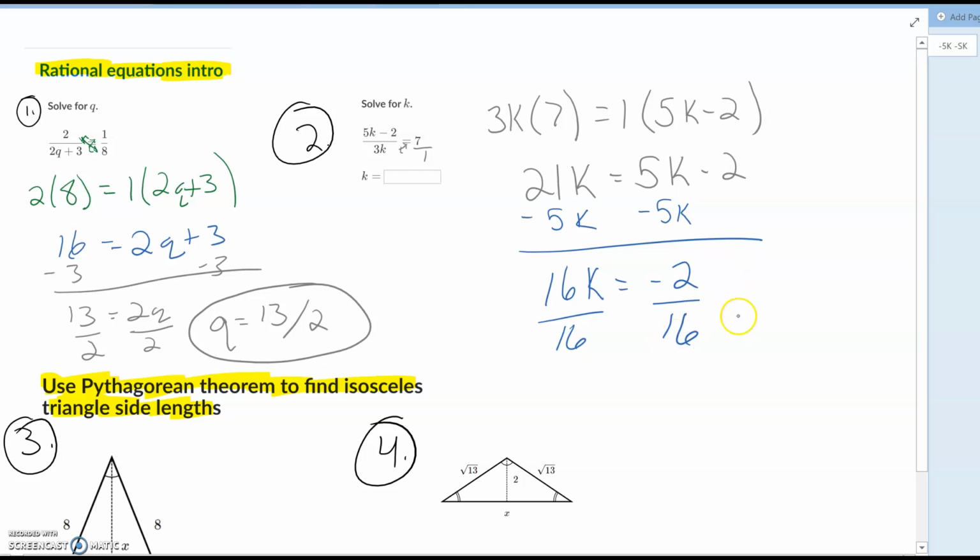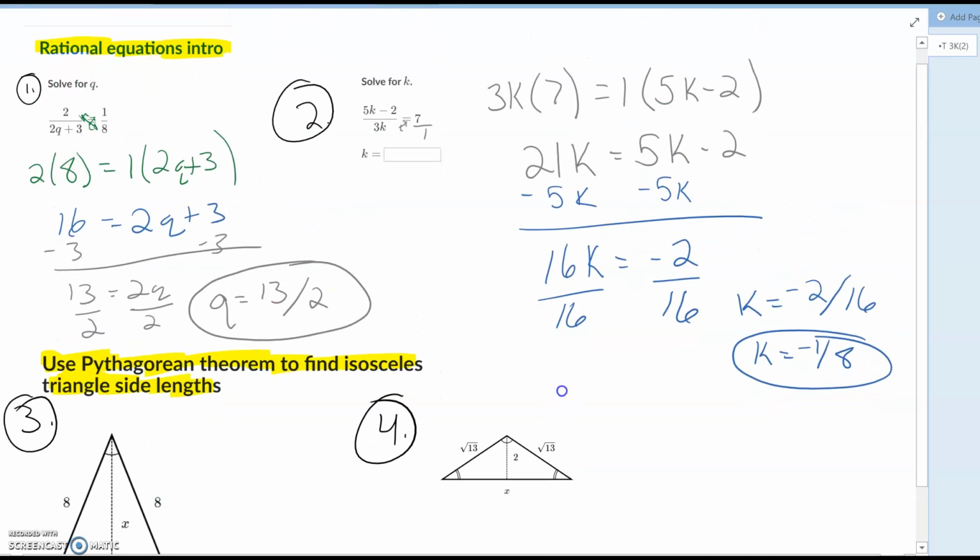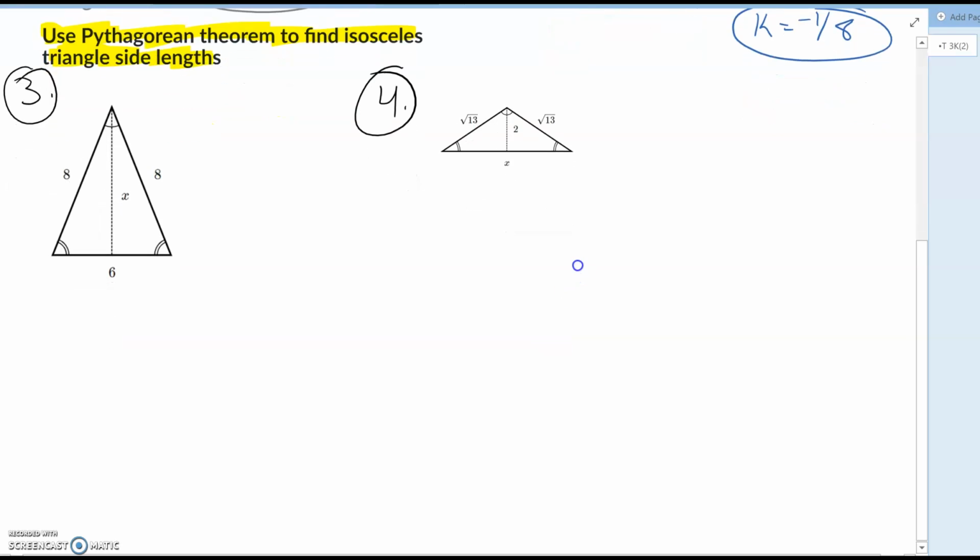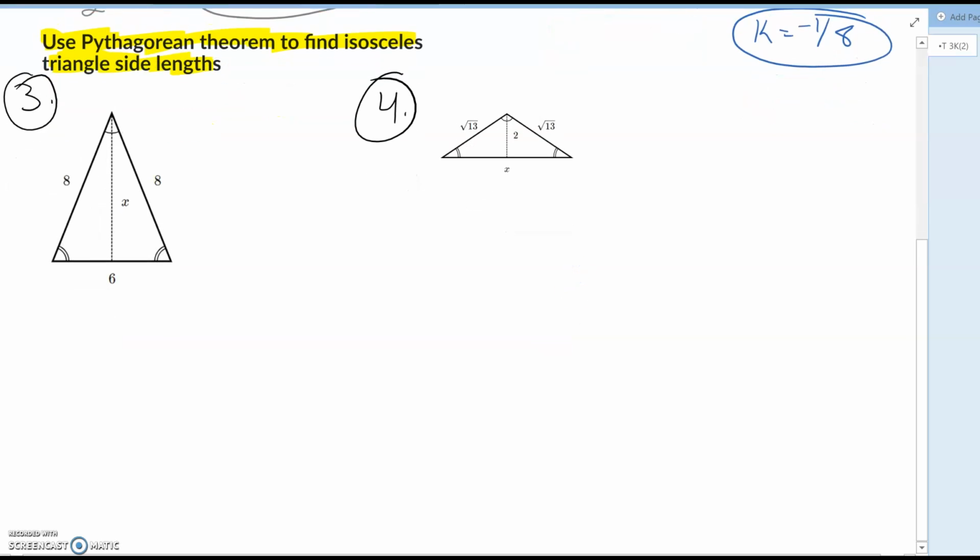And I think Khan might tell you that you need to simplify it, but you could do negative 2 over 16. Or if you simplify, it'd be k equals, divide them both by 2, negative 1 over 8. Okay, that is just rational equations. You're just cross multiplying.